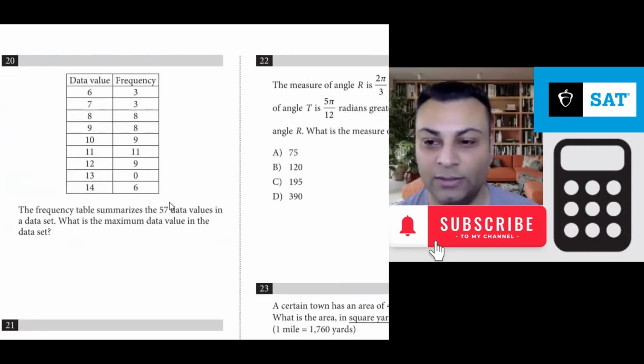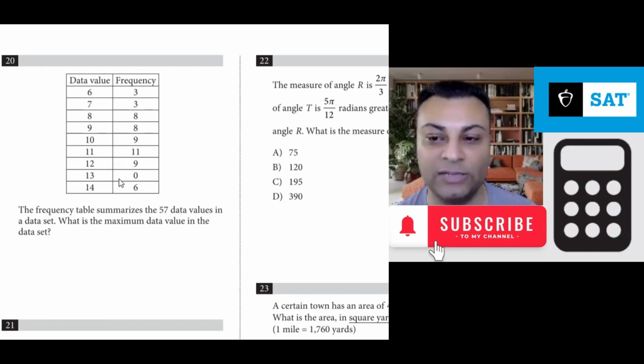Question 20. The frequency table summarizes the 57 data values in a data set. What is the maximum data value in the data set? So the greatest data value, that's what they're asking for. It's 14. But the way you would read this is the value of 6 occurs 3 times. The value of 7 occurs 3 times. The value of 8 occurs 8 times.